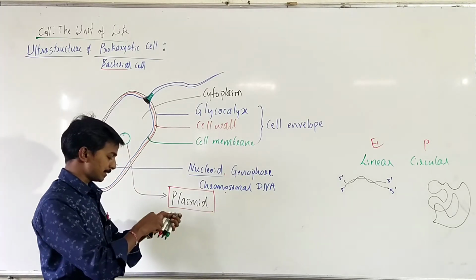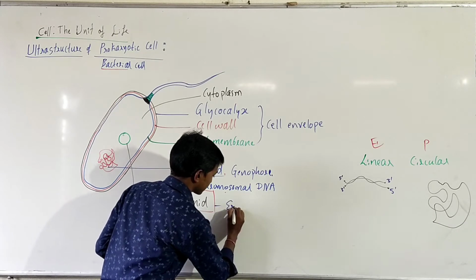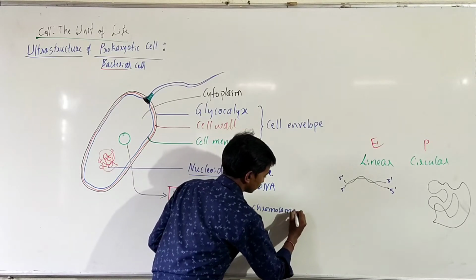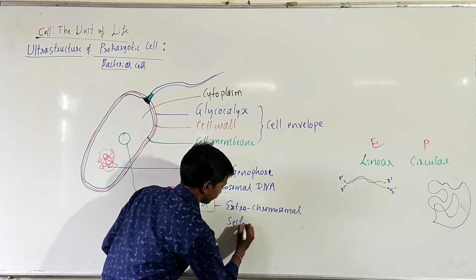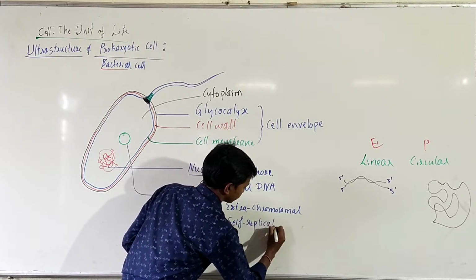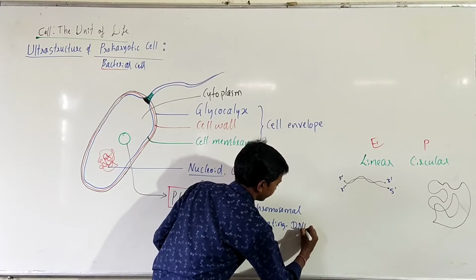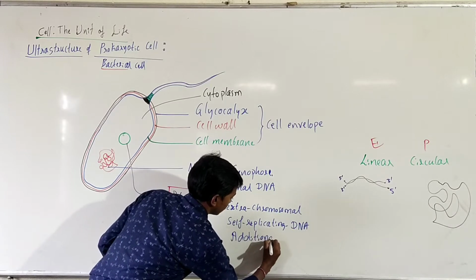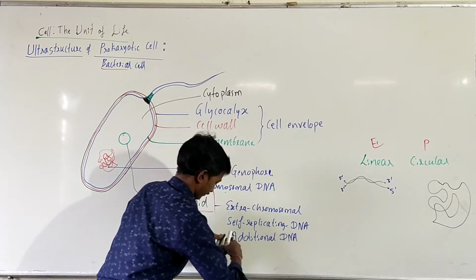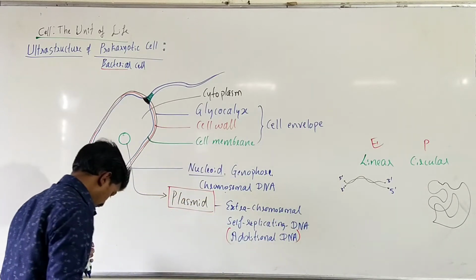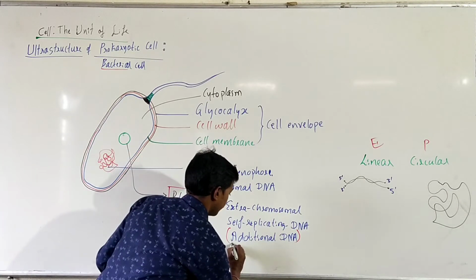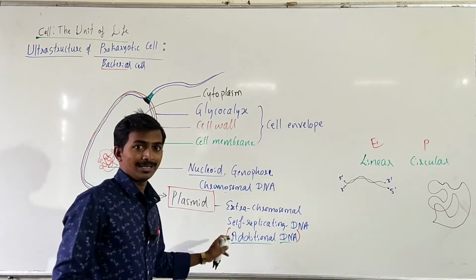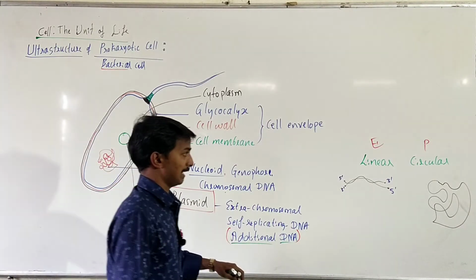That is why the plasmid is named as extrachromosomal self-replicating DNA or additional DNA. Right? Self-replicating or additional DNA. It means it is helping the bacteria in performing the additional works. Okay, let us see what are those works performed by the plasmid here.